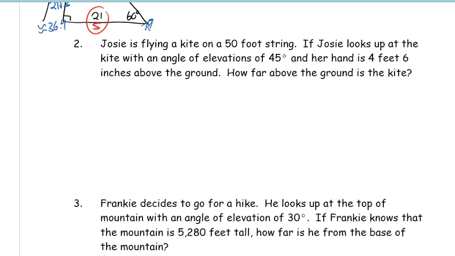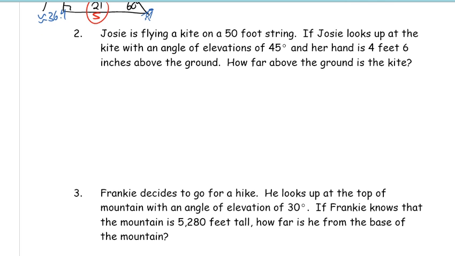Number 2. Josie is flying a kite on a 50-foot string. The string is 50 feet. Think about that. If Josie looks up at the kite with an angle of elevation of 45 degrees and her hand is 4 feet 6 inches above the ground, how far above the ground is the kite? We've got a couple things going on. We know we're going to deal with the triangle. Again, this is why triangles are so cool. So rad. So radical. Get it? Here's our kite.